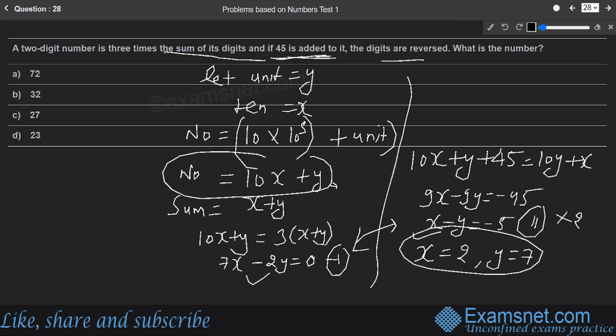So what has been asked for? What is the number? The original number was 10x plus y. So the number becomes 10 into 2 plus 7, that is nothing but 27. So that is the right number. 27 is the answer.